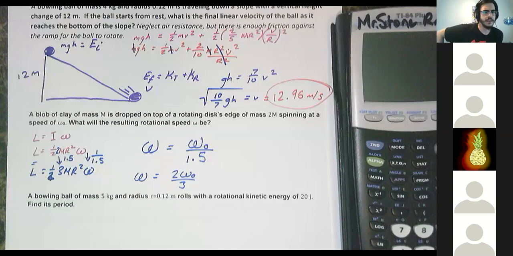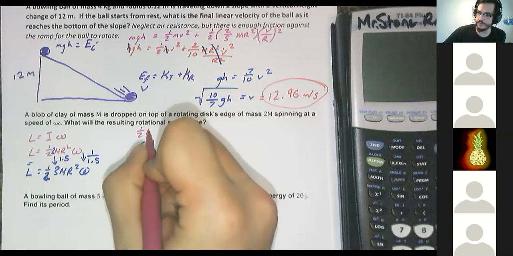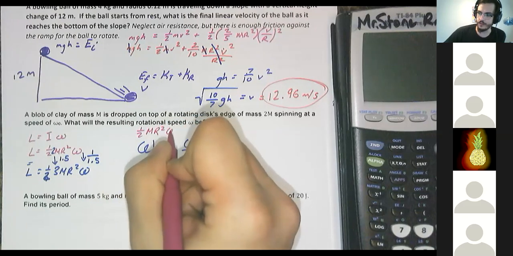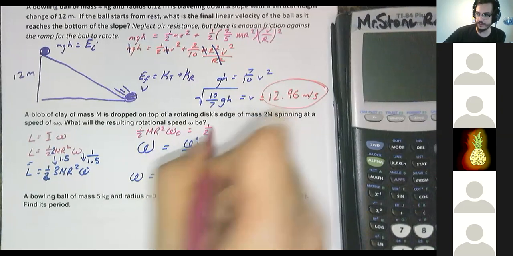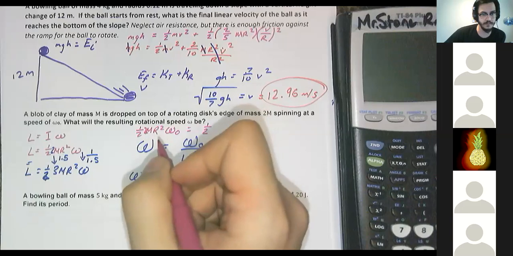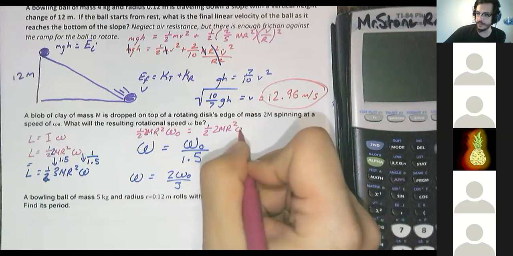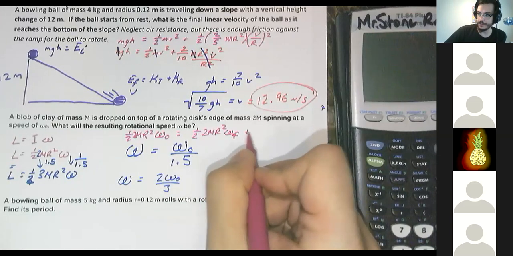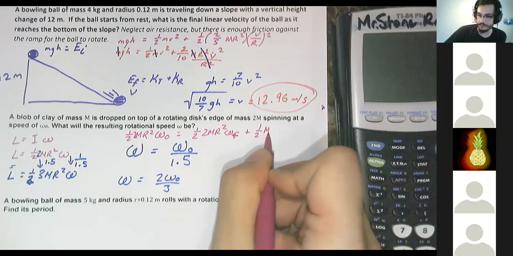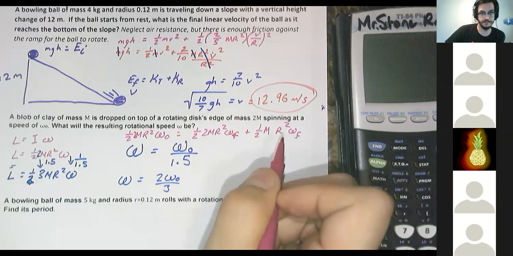Well, let's see. If you wanted to do it that way, then it would have to be like this. It would be 1/2 m r squared omega naught equals 1/2 2m r squared omega final, plus 1/2 m r squared omega final.